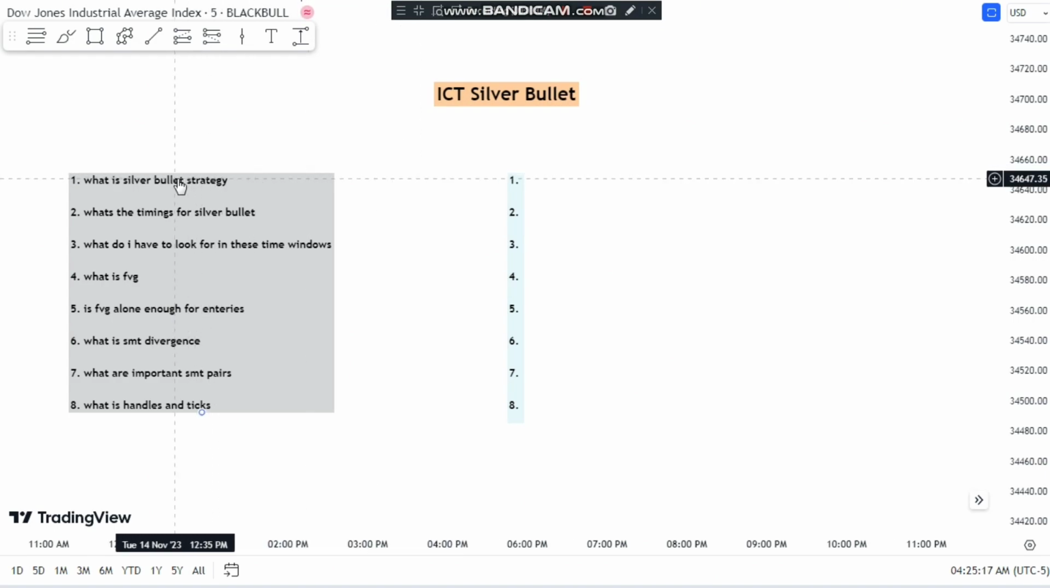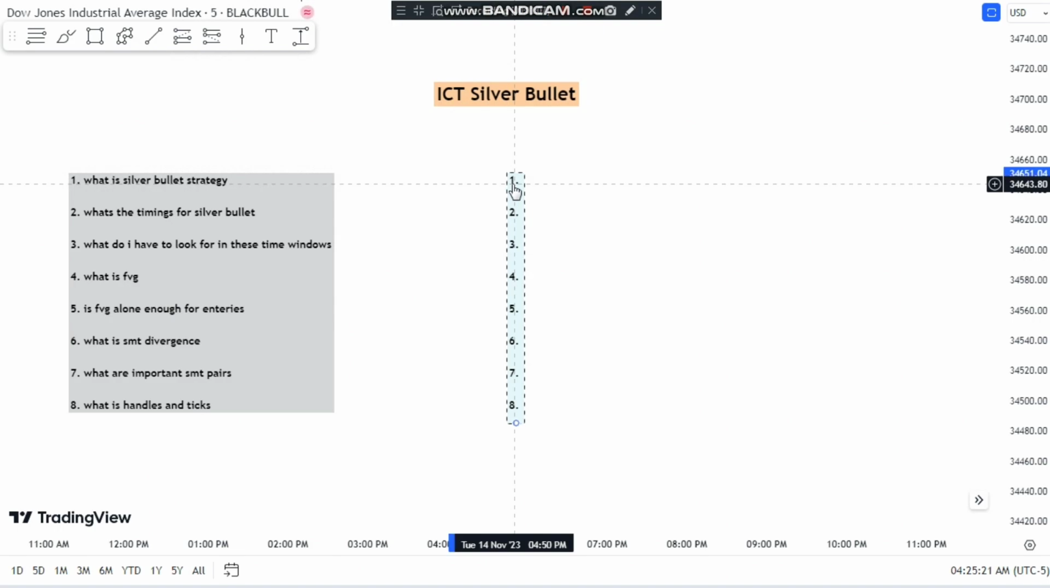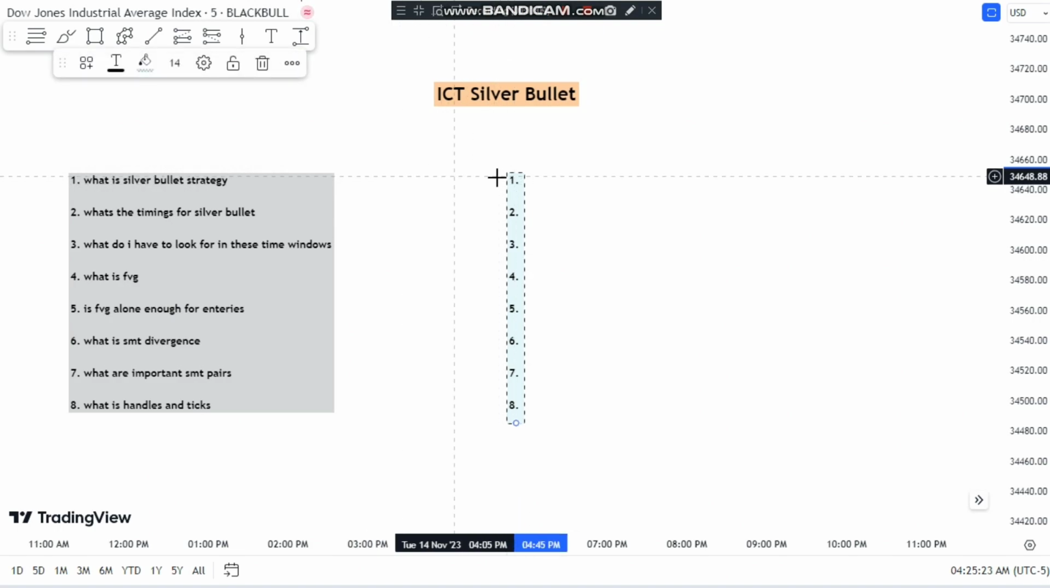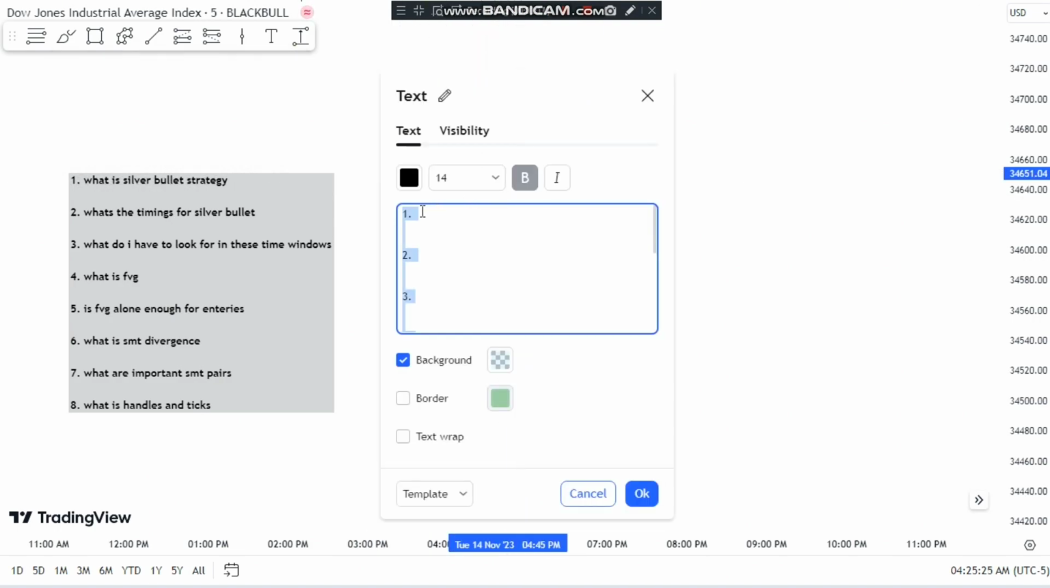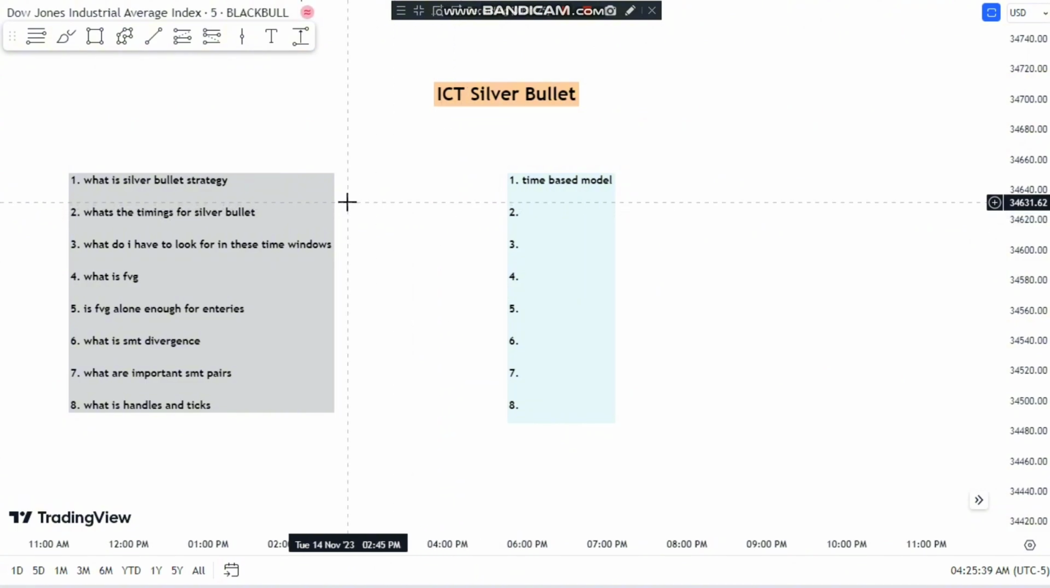And the first question that comes into your mind will be, what is a silver bullet strategy? So the silver bullet strategy is a time-based model. Okay, it is a time-based model. What do I mean by time-based model? So in silver bullet strategy, you have to trade within certain time. You don't have to look at the charts all day long. You just have to wait for specific time windows, and then you have to trade.